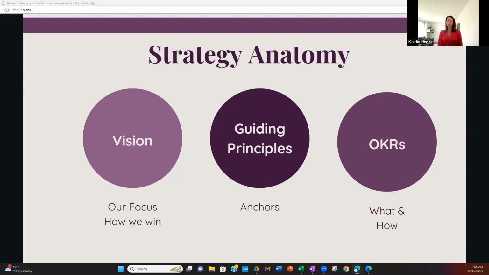The guiding principles piece are your anchors. They're your North Stars that allow you to make strategic trade-offs and equip you with the decision-making lens to pursue what is going to help you achieve your vision on an annual basis. And then the OKRs, which is what we are here to talk about today, are the what and the how. What are we doing and how are we going to get there?